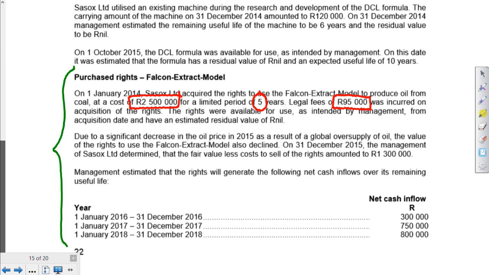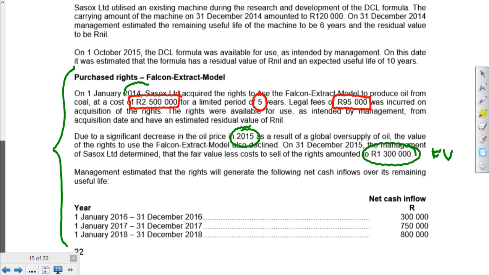The rights were available as intended by management from acquisition date and have a residual of 0. Usually intangibles have a residual of 0. The reason is there isn't an open market where you can buy and sell used intangibles like we can used cars or properties. Due to a significant decrease in the oil price as a result of a global oversupply of oil, the value of those rights has declined, and management determined that fair value less costs to sell was 1.3 million. And this is now 2015.